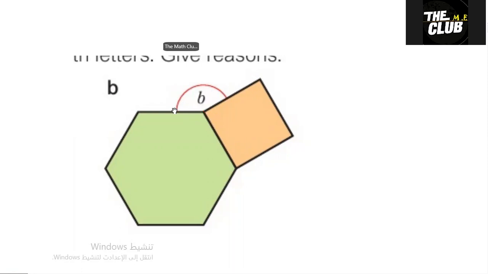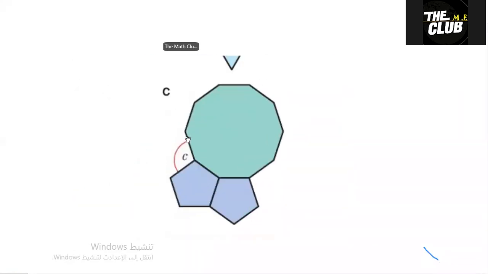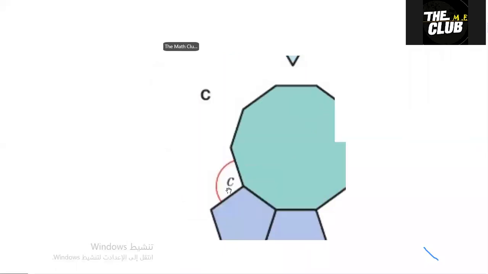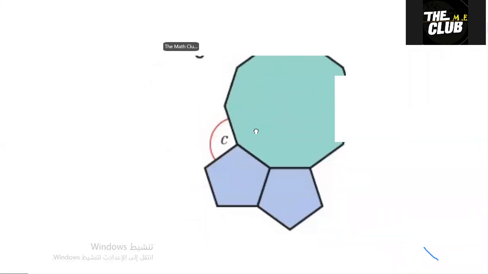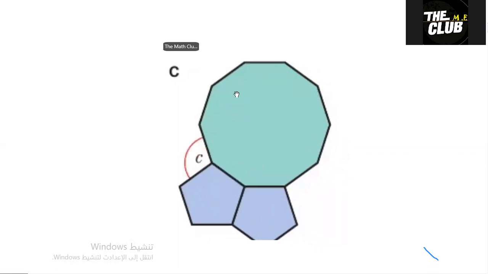Okay, let's move on to the next shape. Shape C. Same idea. Angle C here, as you can see, is between two shapes. The first one here is a polygon that has how many sides? Let's count them. 1, 2, 3, 4, 5, 6, 7, 8, 9, and 10. So this polygon has 10 sides.